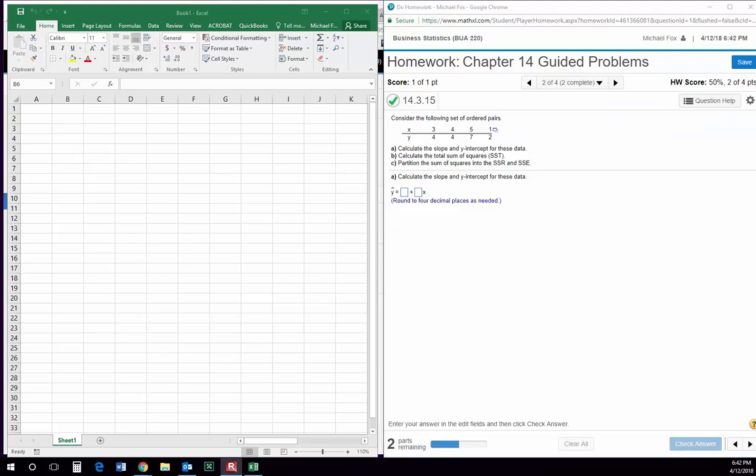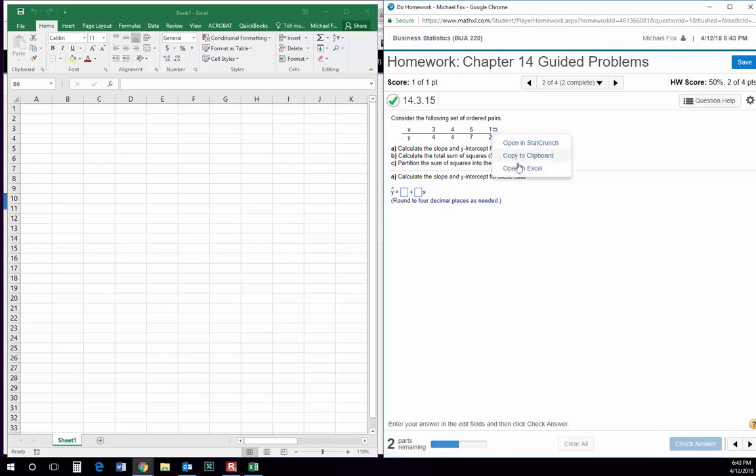All right, here's question number 2. This is: consider the following set of ordered pairs, and then calculate the slope and y-intercept, the sum of squares total, the sum of squares regression, and the sum of squares error. I'm going to show you how to do this using Excel. I'll try to make it super easy.